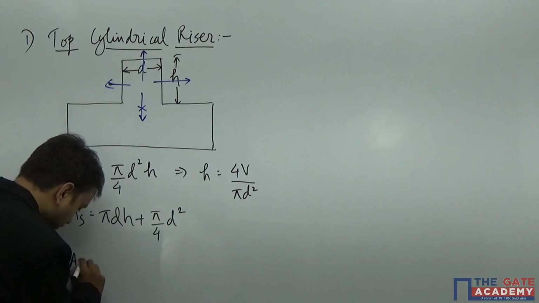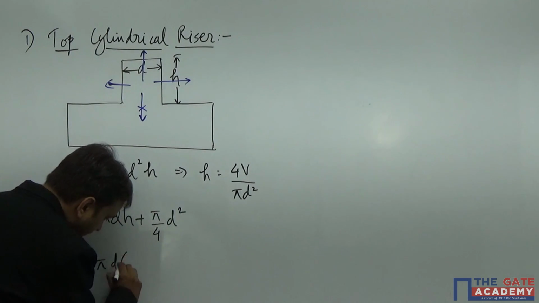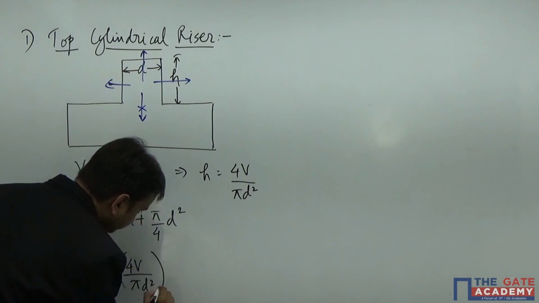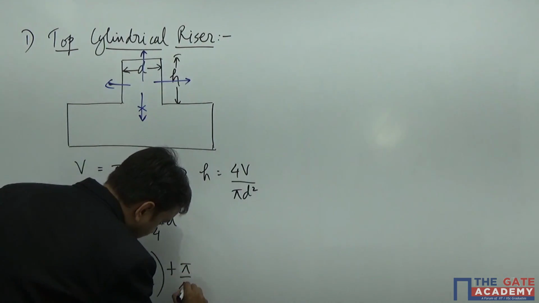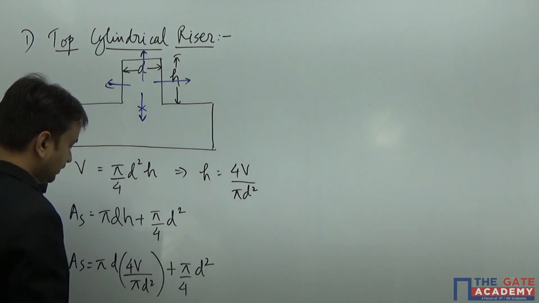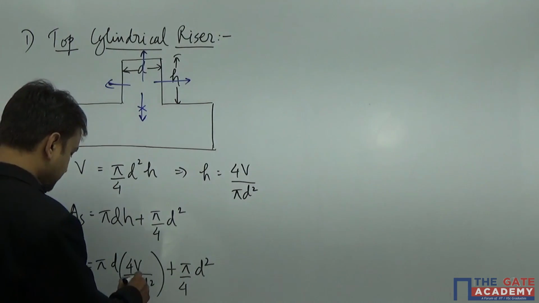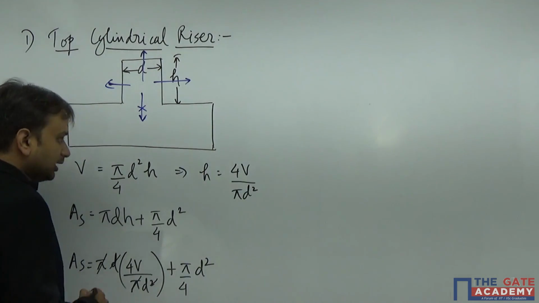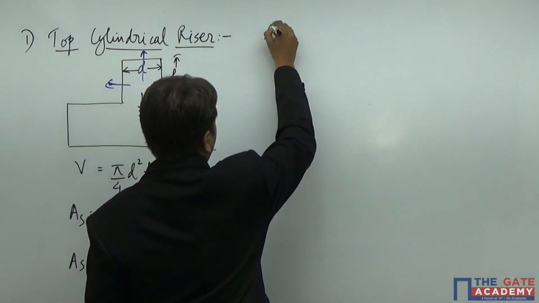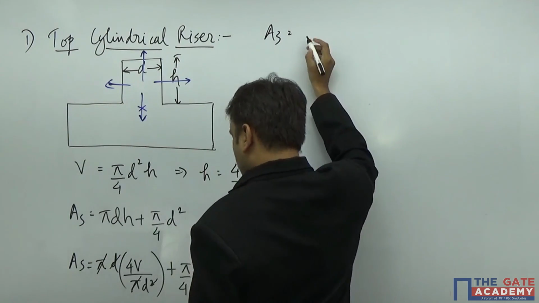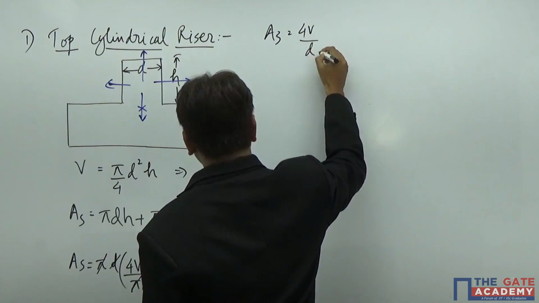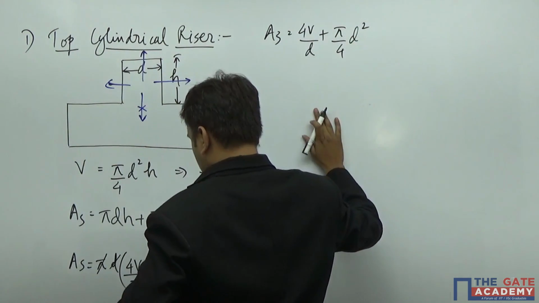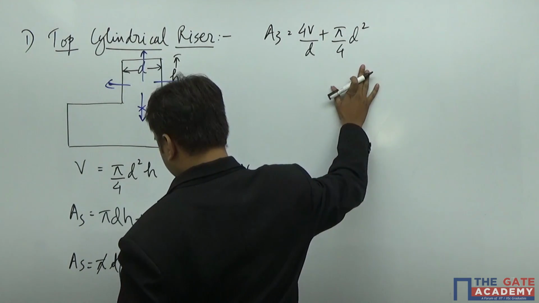Let us replace that, substitute it. So pi d into 4v by pi d square plus pi by 4 d square. Yeah. So what I can see is this pi gets cancelled out, this diameter and diameter gets cancelled out, and what I get is 4v by d plus pi by 4 d square. Okay, 4v by d plus pi by 4 d square.